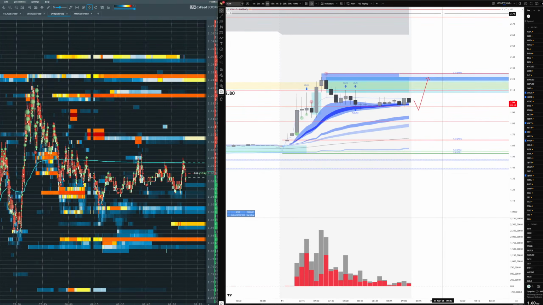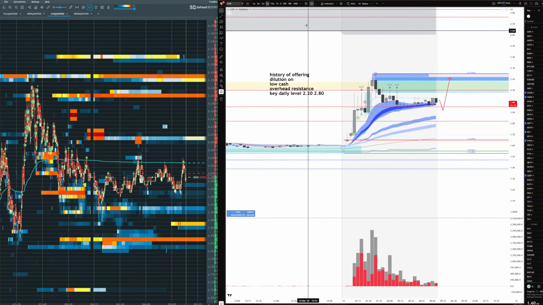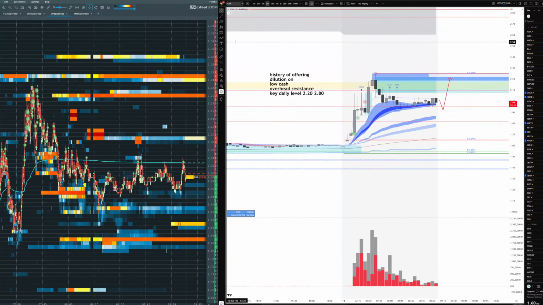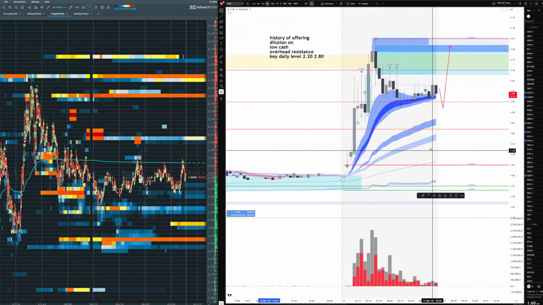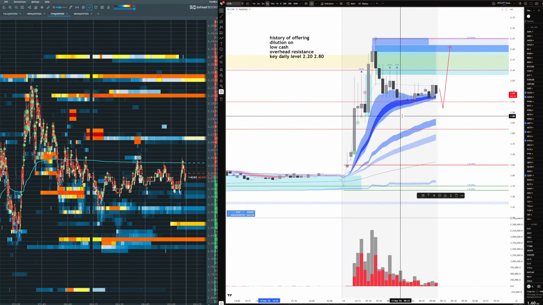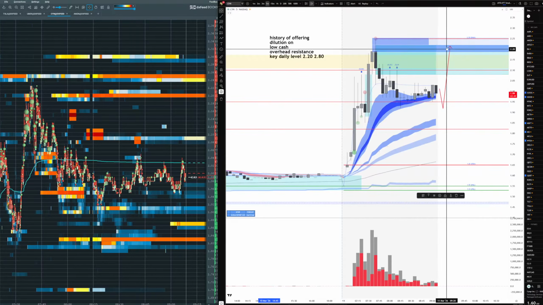So now the stats tell us, remember, history of this stock: on 13 gaps, 10 times it faded and closed red. What does it mean? It means it has a history of giving up the gap that it did. Okay, this is a gap that was based on a catalyst. So long play over here.